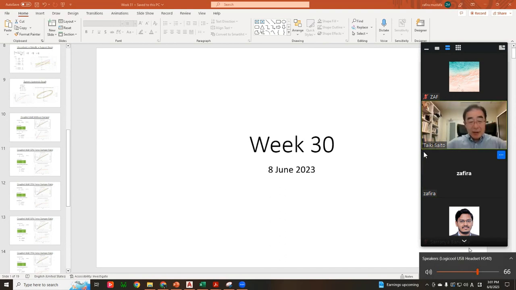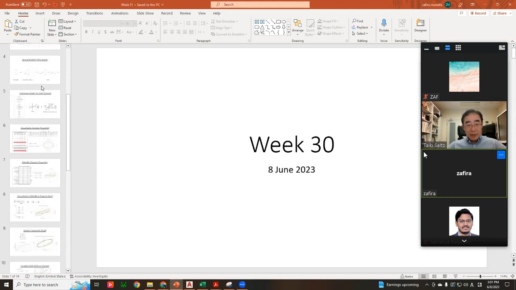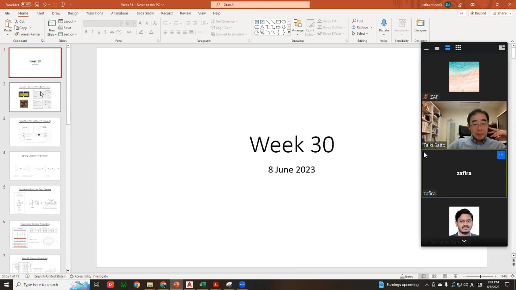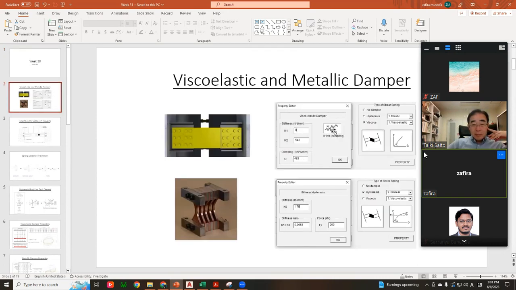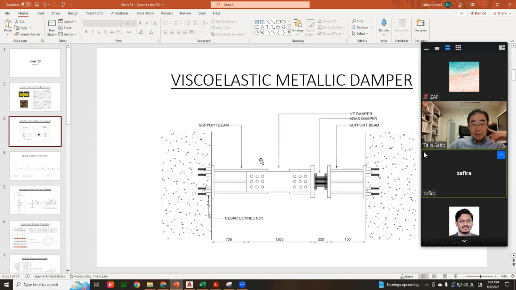Can you see my screen, sensei? Yeah, yeah. So, thank you so much for adding the new stiffness for viscoelastic. So I already ran the analysis for viscoelastic, including metallic temper. So basically the system looks like this.